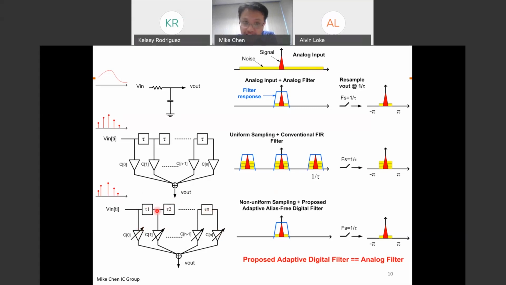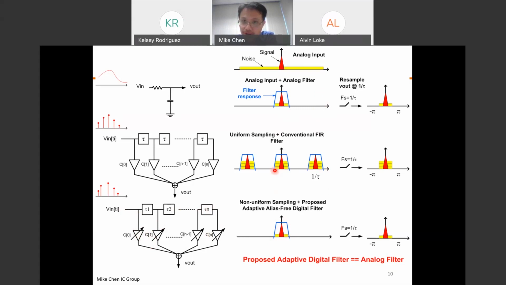The tap delay here is no longer on a uniform time grid. It has different times, like tau 1, tau 2, and so on. And even the coefficients we should dynamically change, based on the non-uniform samples. If you do that, it turns out you can come up with a response that just mimics an analog filter, which means that there's no aliasing. You see that there's no aliasing at any rate.